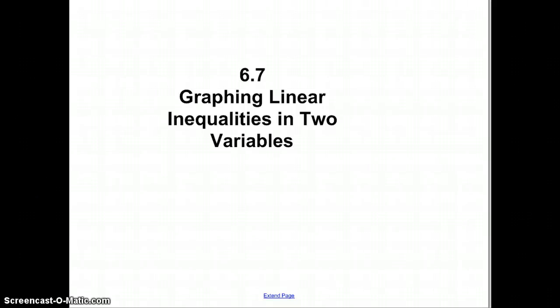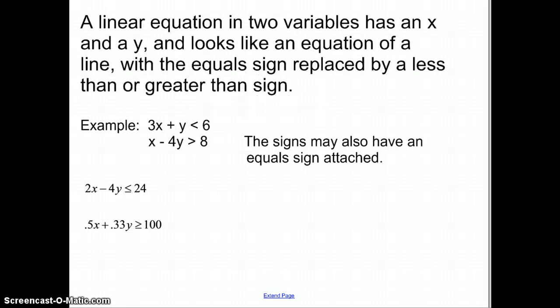This is section 6.7, graphing linear inequalities in two variables. A linear inequality in two variables has an x and a y, and it looks like the equation of a line, but the equal sign is now replaced by a less than or greater than sign. So it's an inequality, but with an x and a y in it.